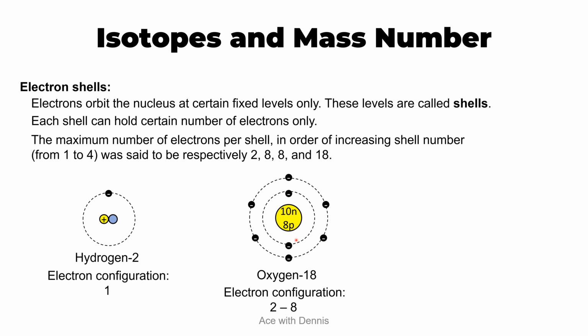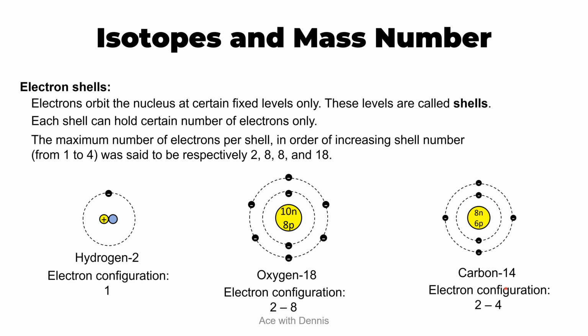So we write the electron configuration as 2, 8. The next example here is carbon-14. As you can see, there are also 2 shells where the first shell has 2 electrons and the second shell has 4 electrons. So the electron configuration will be 2, 4.